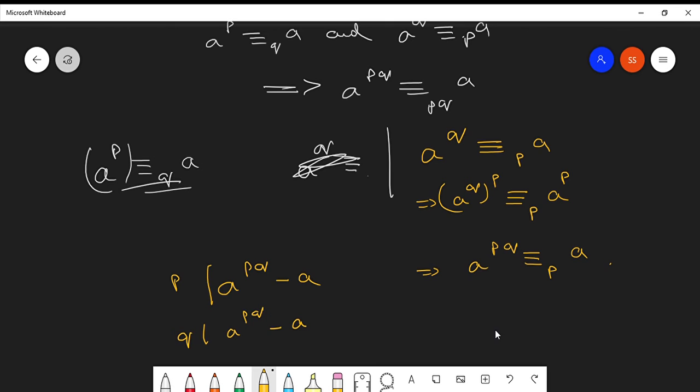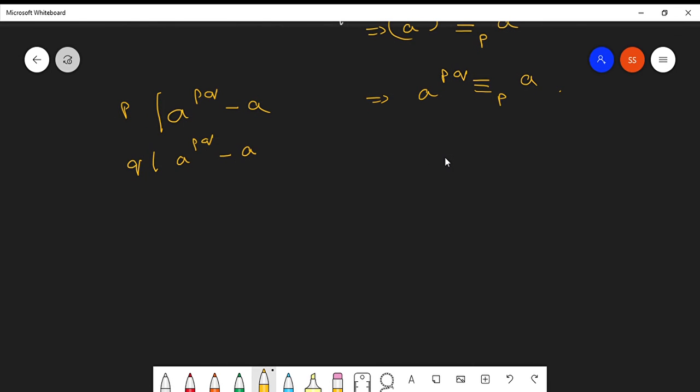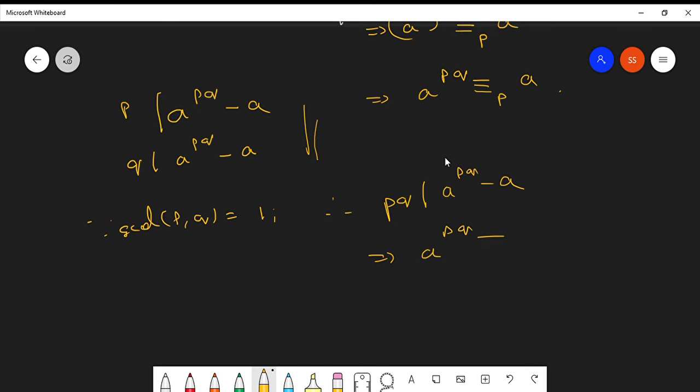Okay. Now, since GCD of p and q is 1 because both are prime and both are distinct, therefore you can multiply them. So you get pq divides a to the power pq minus a, and from here you get that a to the power pq is congruent to a mod pq. I guess this portion is clear. Got it? Okay.